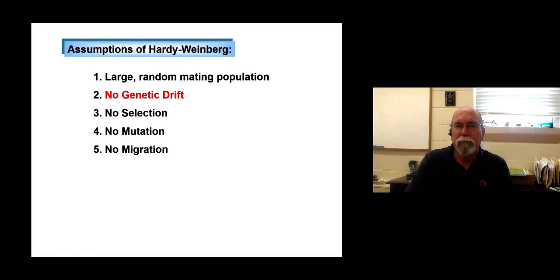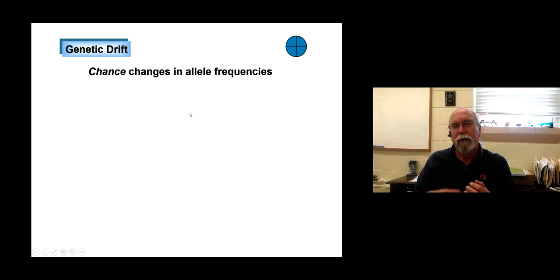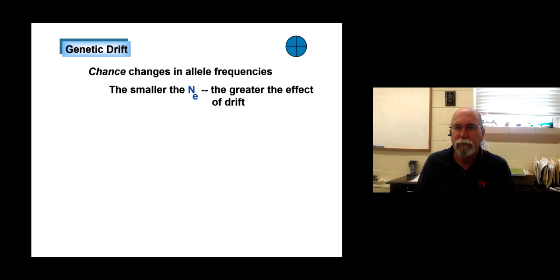So we've looked at large random mating populations and seen the effects of when you violate those. Now let's talk a little bit about what these other things are. So one of them is no genetic drift. So first we have to ask, what in the world is genetic drift? Genetic drift are chance changes in allele frequencies. I mentioned again that Darwin recognized this, that things that weren't under natural selection most likely were fluctuating in substance, which means they were under chance changes.